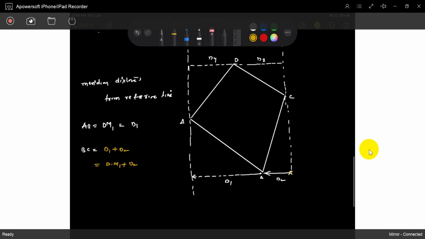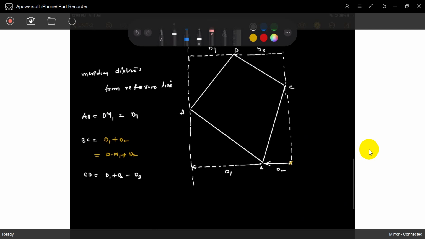Understood? Same thing for BC. For CD, it is D1 plus D2 minus D3. So you can call it DM2, DM2 minus D3.